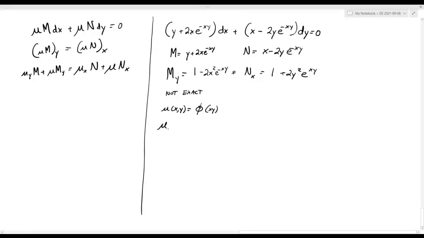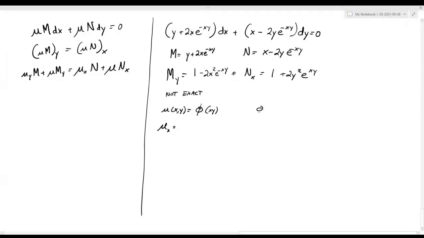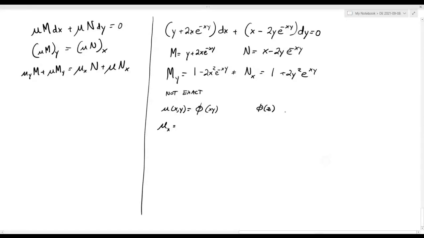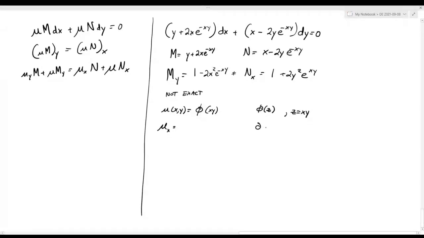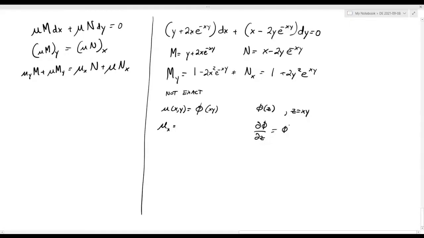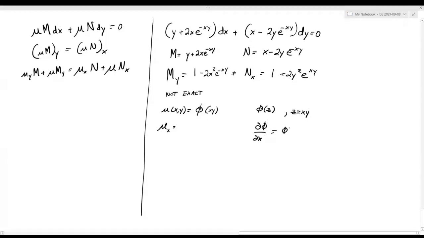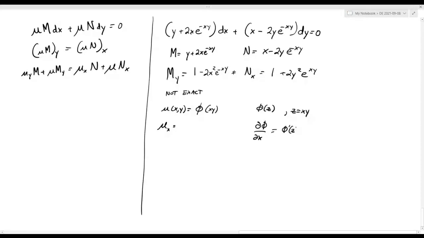Well, notice that the derivative of mu with respect to x, you have to use the chain rule. Let's suppose this is a function of z, where z happens to be x times y. So when we differentiate phi with respect to x, it should be the chain rule. We differentiate phi with respect to z, and then multiply by the derivative of z with respect to x.